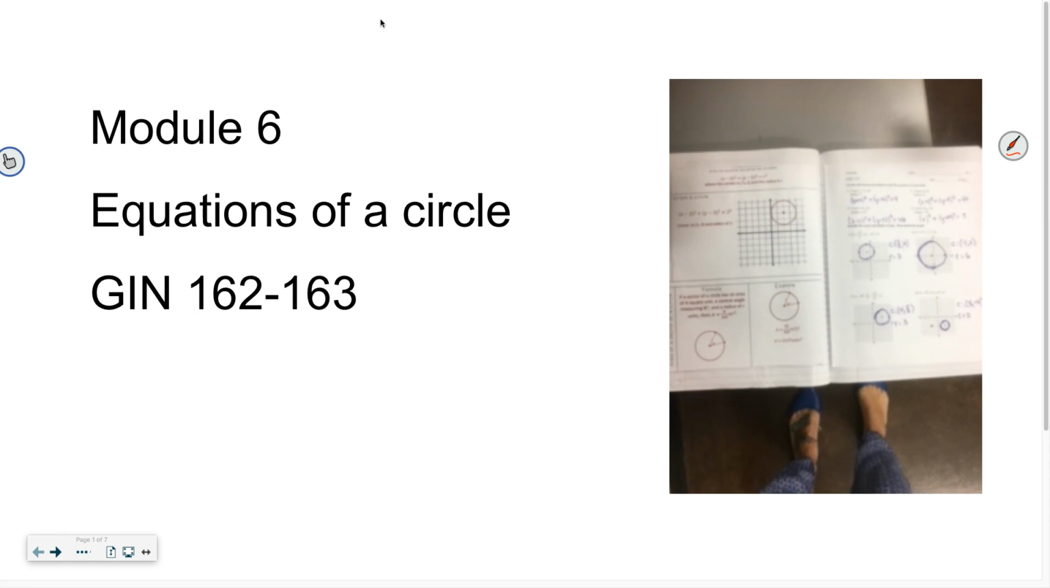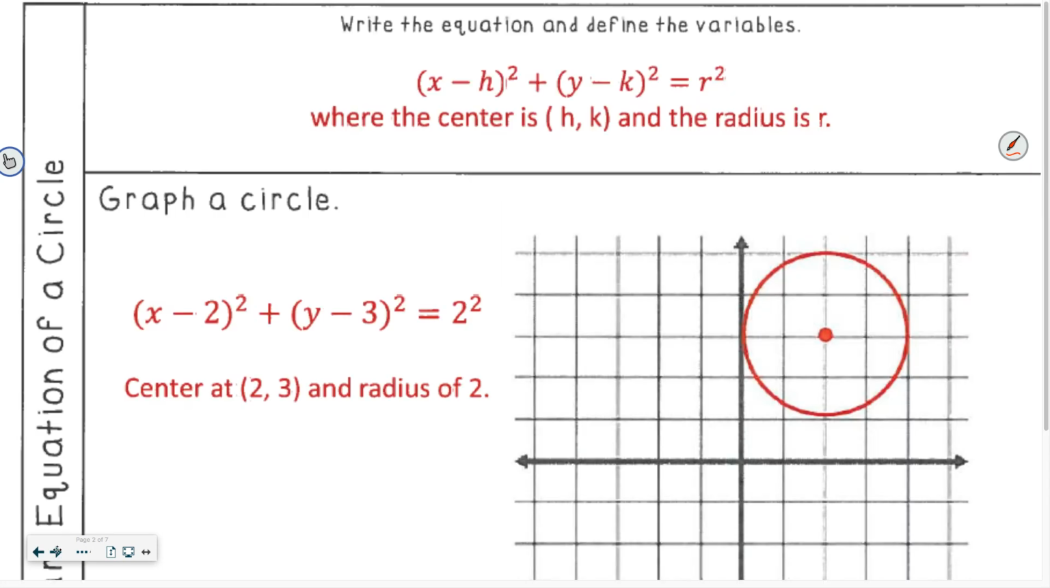So go ahead and make sure you're on page 162 in your notebook. And the first thing I want you to do is write the equation of a circle and define the variables. So the equation looks like this. Parentheses x minus h squared plus y minus k squared equals r squared. And where h and k is the center of the circle and r is the radius.